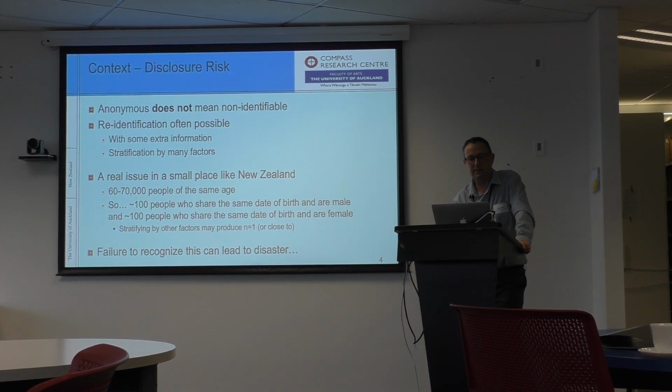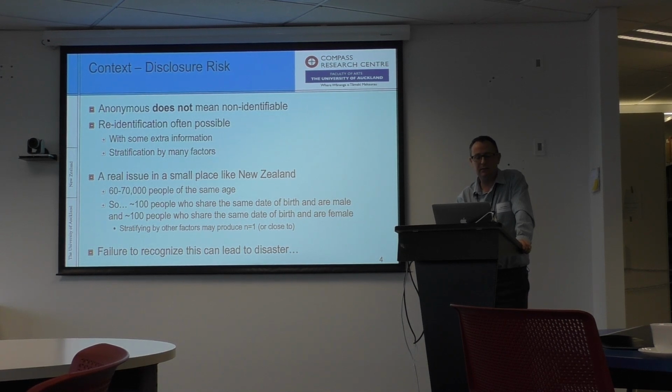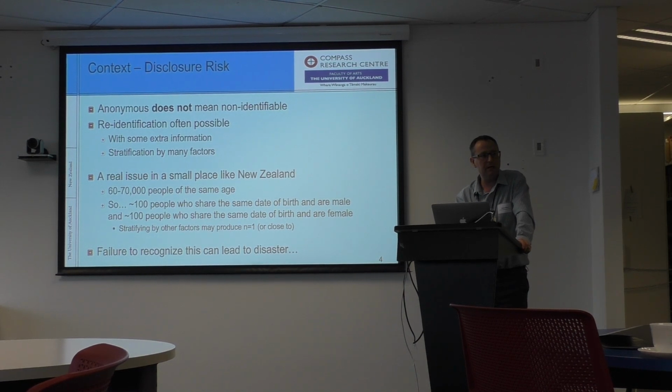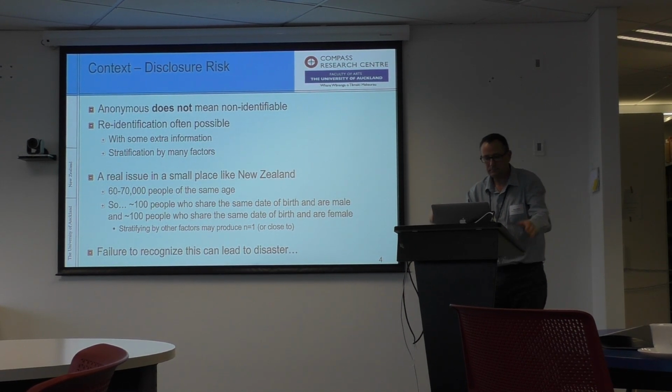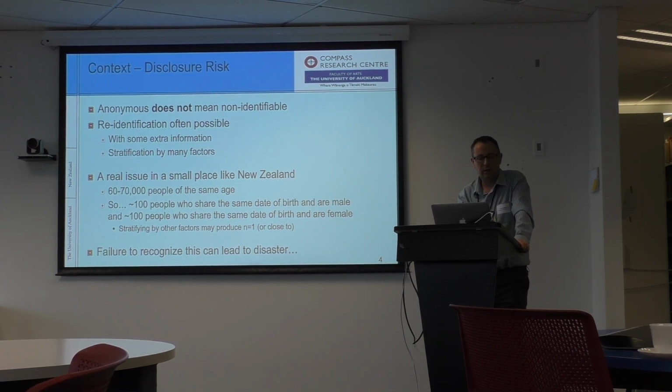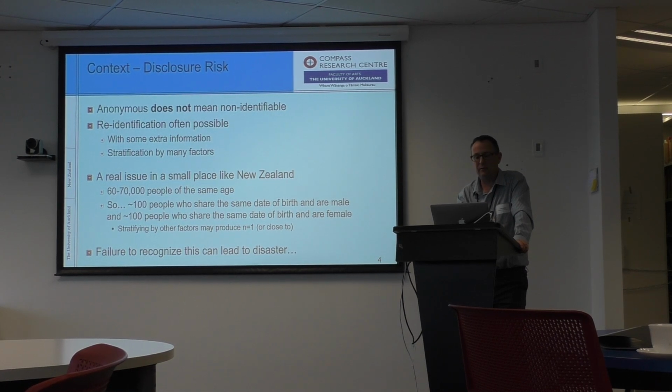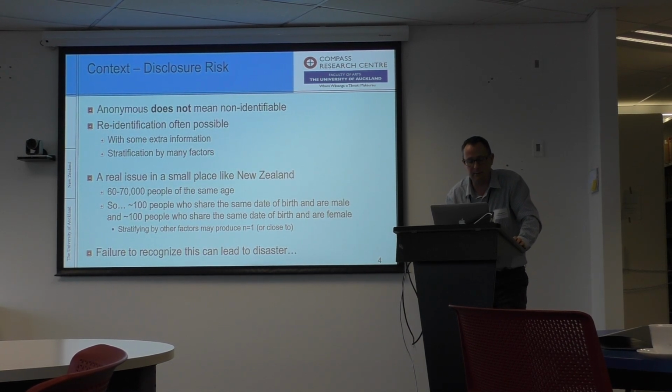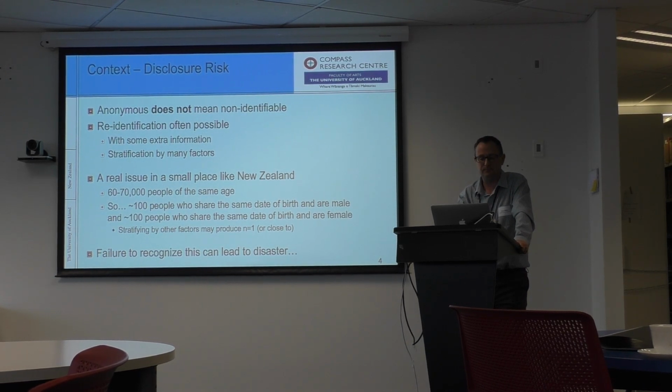Now, this is a real issue in a small place like New Zealand. There are 60 to 70,000 people of the same age in New Zealand. You can see that from the Stats New Zealand live tables, which means if you divide that down by 365, there are roughly 100 people who share the same date of birth and are male, and roughly 100 people who share the same date of birth and are female. And there's very, very few people who share the same date of birth and are gender diverse. So, if you know the date of birth and you know gender, you wouldn't have to stratify by much more, region perhaps, to produce an N equals 1 or close to. At that point, you've identified an individual.